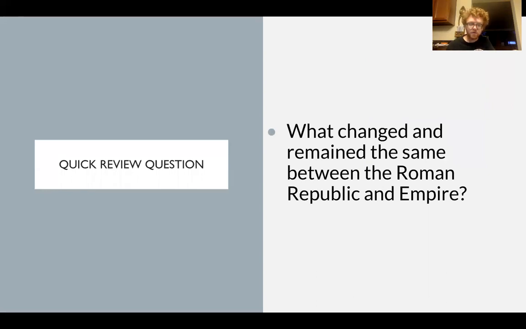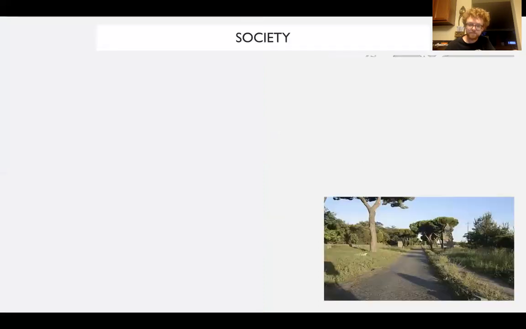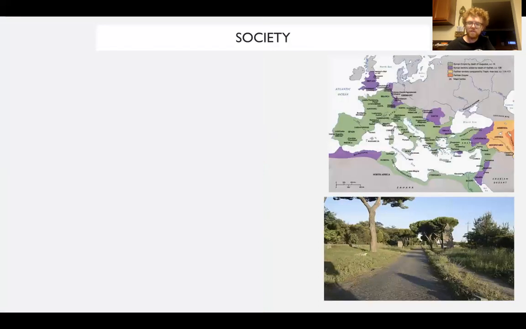So what remained the same? What changed in the Roman Empire between the Republic and the Empire? You should be able to identify that. Well, let's look at advancements in society. And you can see in this map right here how big the Roman Empire is going to get.